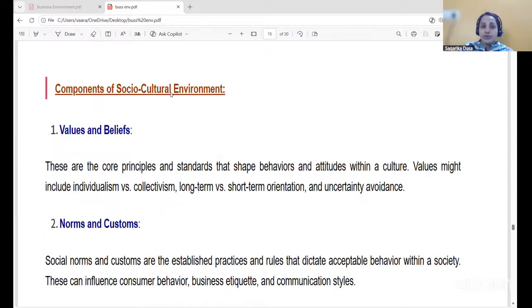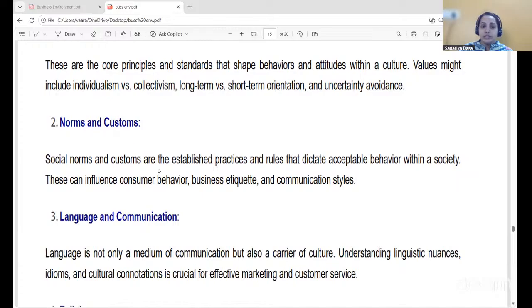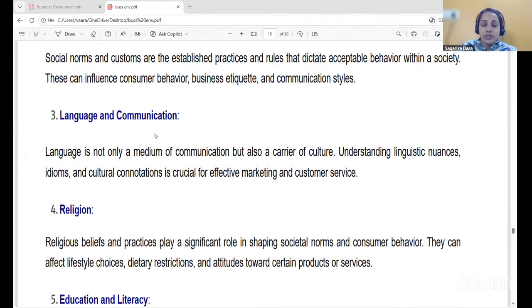Then components of the socio-cultural environment, we have values and beliefs. The values and beliefs of that particular culture. Then norms and customs, these are the terms and conditions of a particular society, how they have to accept, how they have to behave in a particular society, or communication styles, business etiquettes, or consumer behavior included in norms and customs. Language and communication, as I explained, is very important to understand for every business.